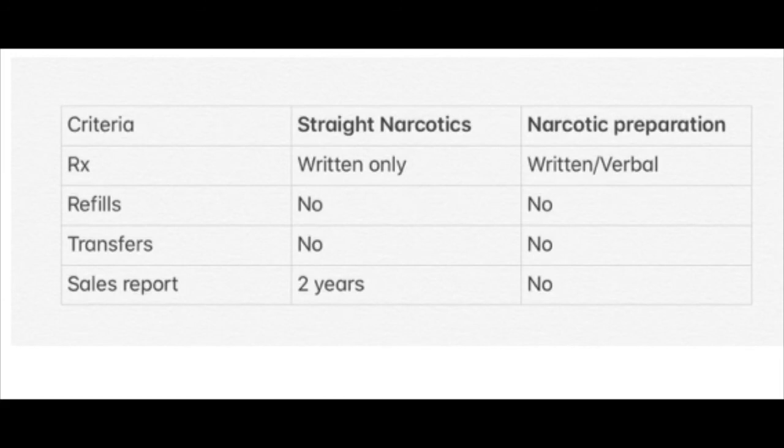And in that process, the straight narcotic or the narcotic preparation cannot be transferred, because these are very highly regulated medications. So the patient needs to go to the doctor and get a new narcotic prescription if it is required, but that cannot be transferred from one pharmacy to another pharmacy.